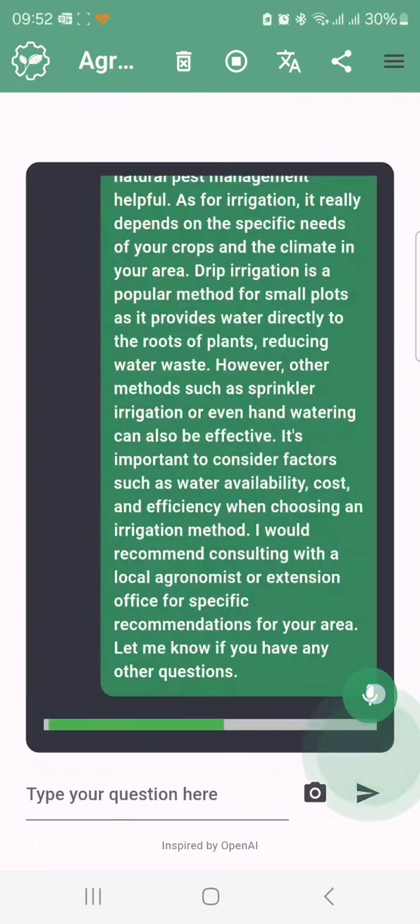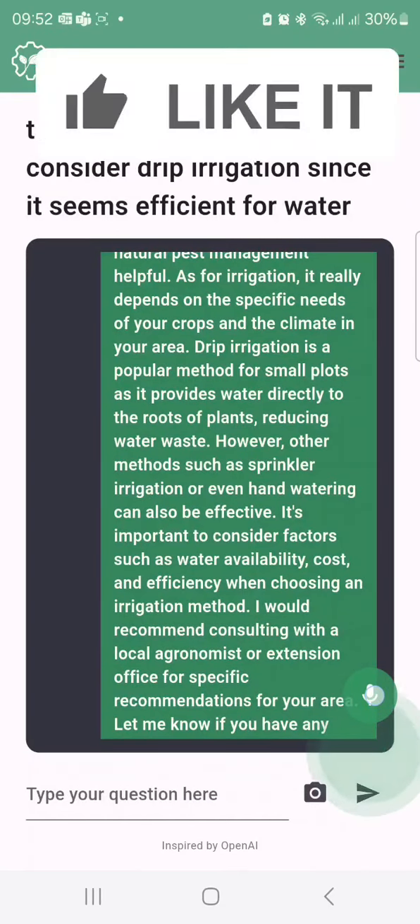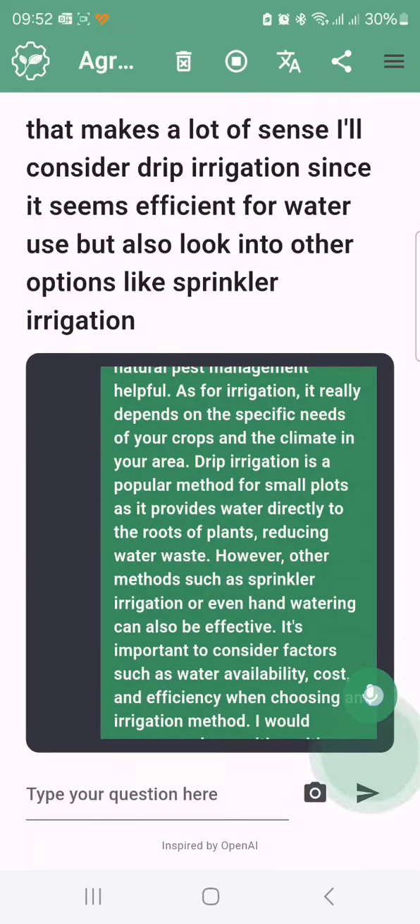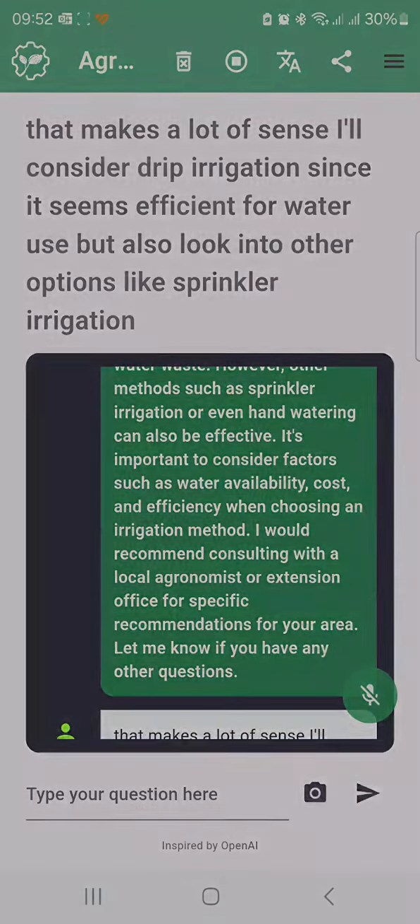Thank you, AgriAI. That makes a lot of sense. I'll consider drip irrigation since it seems efficient for water use, but I'll also look into other options like sprinkler irrigation. I'll reach out to a local agronomist to get more tailored advice for my farm. I really appreciate all the help you've given me today. I feel more confident about improving my crop yields.